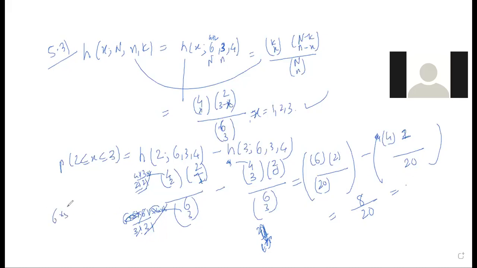So here it is 6 into 5 into 4 into 3 factorial divided by 3 factorial times 3 factorial, right? 6 minus 3 is 3 factorial, and the 3 factorials will get cancelled. 5 4s are 20. I think I'm good.